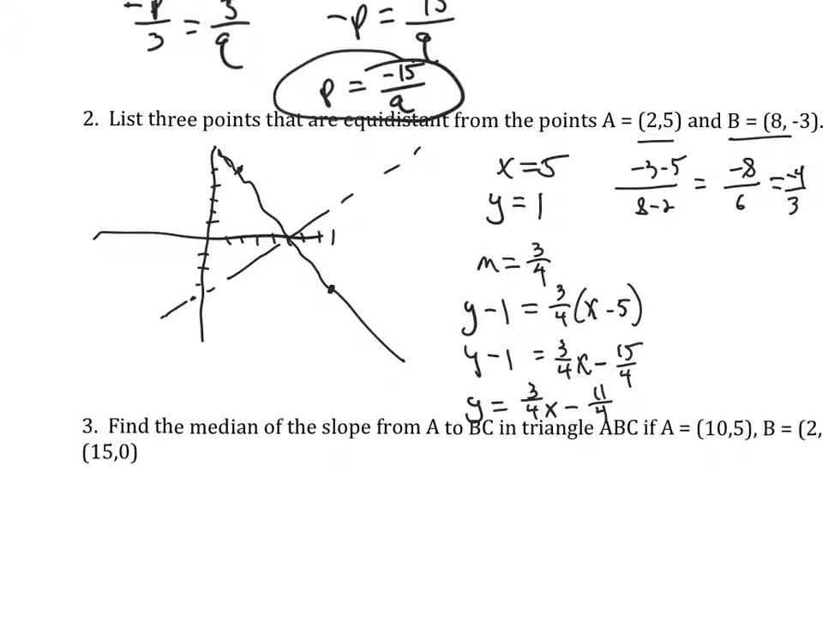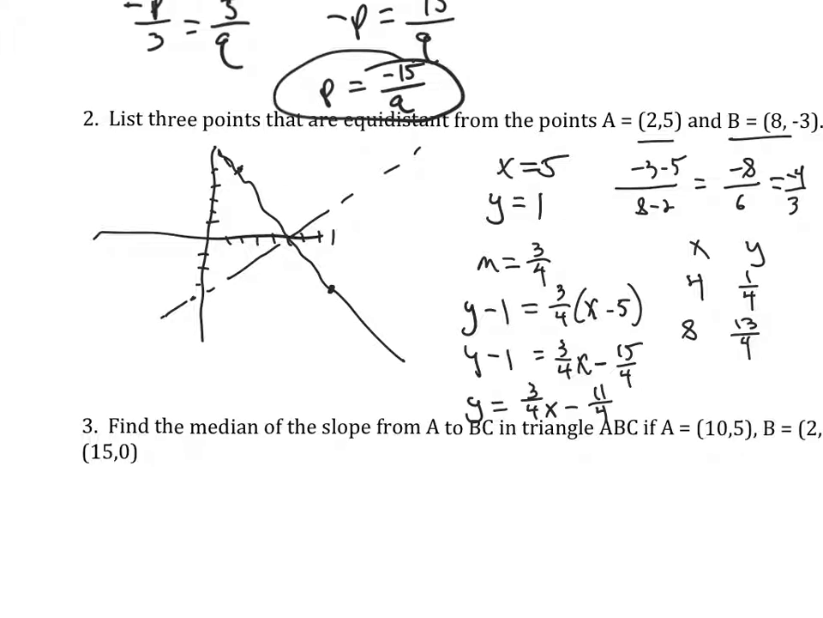So for 3 points, I can just start to plug in some values for x here. If x is equal to 4, when I plug that in, I get y equals 3/4 times 4, or 3, minus 11/4. So I would have 12/4 minus 11/4, which is 1/4. I could also say when x is equal to 8, y is equal to 3/4 times 8, which is 6, minus 11/4. So we have 24/4 minus 11/4, which gives us 13/4.